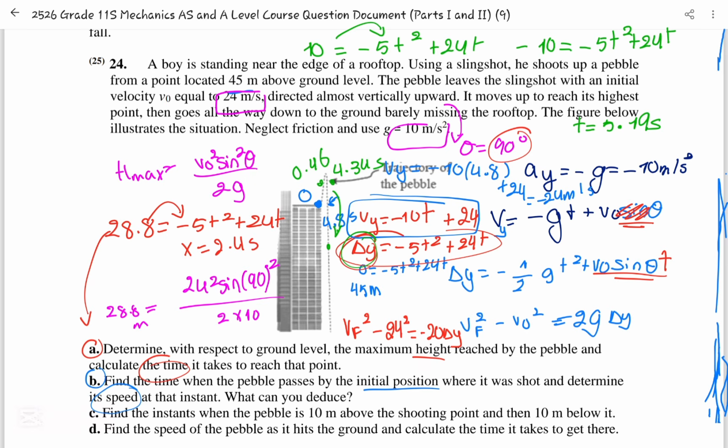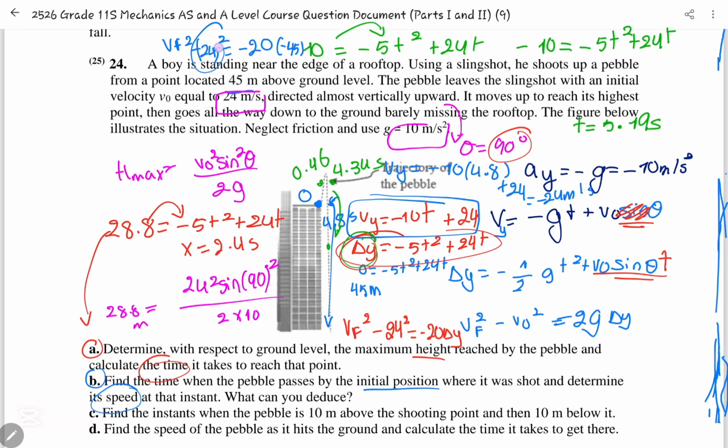Okay, that's it for part C. Now we'll move on to part D. Find the speed of the pebble as it hits the ground and calculate the time it takes to get there. So they want us to find the speed of the pebble as it hits the ground. So here we need to use V final squared minus V initial squared equals minus 2g delta y. As it hits the ground, it would have traveled the whole height of the building, but because it's going down, it's going to be negative. So minus 45 meters, right? G, we said it was 10, so minus 20. V initial, it was what? 24 meters squared.